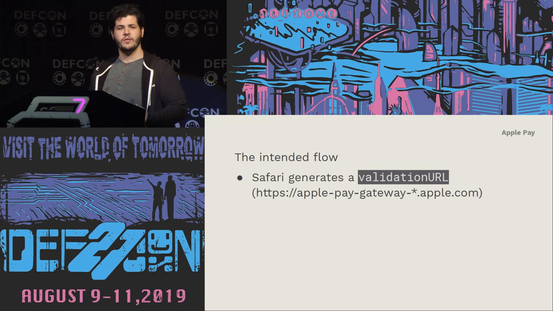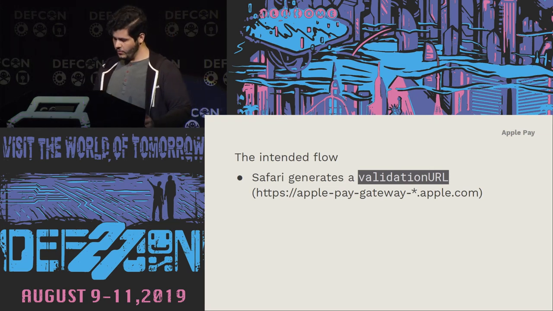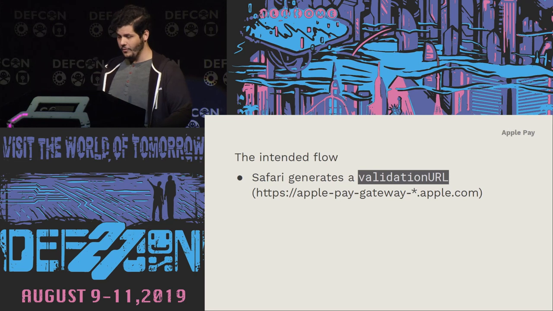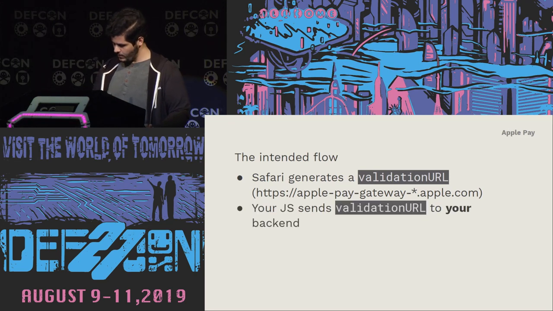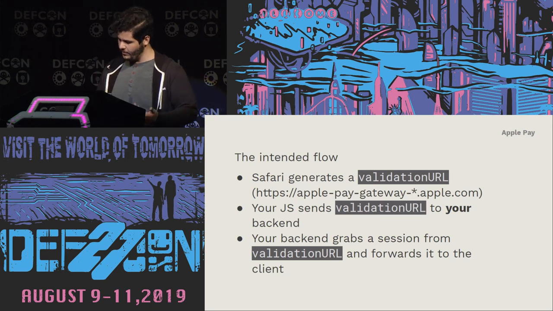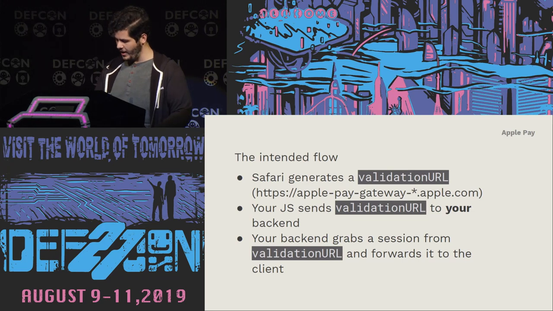So, say you have an online store. Within the nomenclature, we would call you a merchant. What does your website need to do to support Apple Pay web? When the user first clicks that Buy with Apple Pay button, Safari generates a validation URL, which is on one of about 30 apple.com subdomains. It's really strange. Then in your client-side JavaScript, you have to send the validation URL to your backend. Then your server needs to grab a merchant session from that validation URL and return it to the client. This is all a bit wordy though, and it's much better as a diagram.